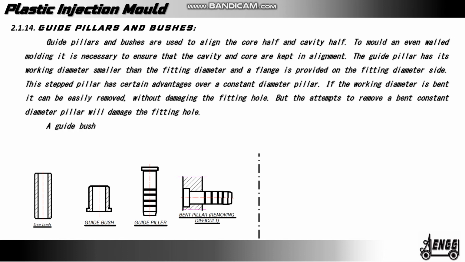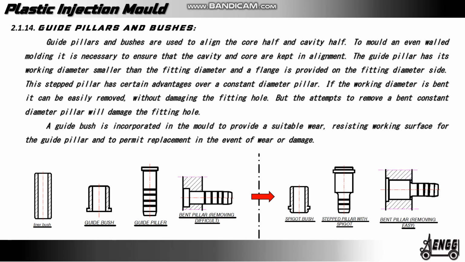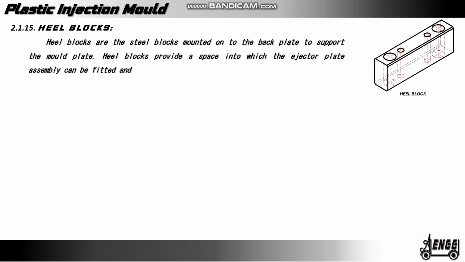A guide bush is incorporated in the mold to provide a suitable wear resisting working surface for the guide pillar and to permit replacement in the event of wear damage. Heel blocks. Heel blocks are the steel blocks mounted on the backplate to support the mold plate. Heel blocks provide a space into which the ejector plate assembly can be fitted and operated. It is also known as support rail or support block or spacer block.